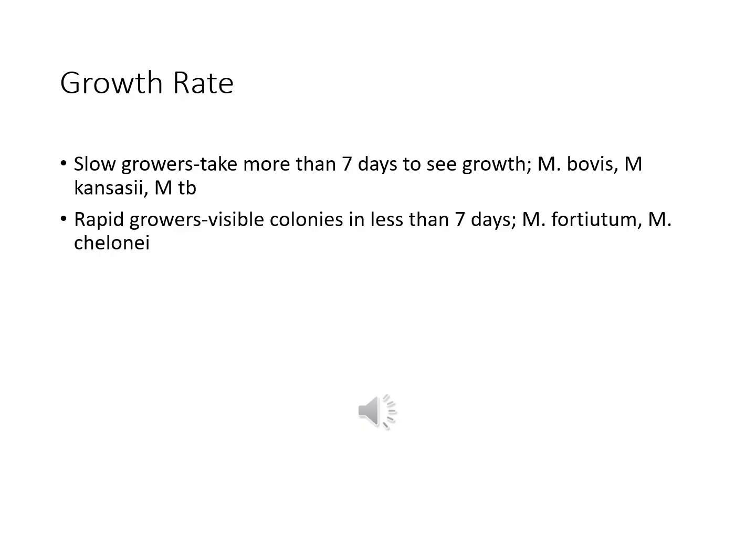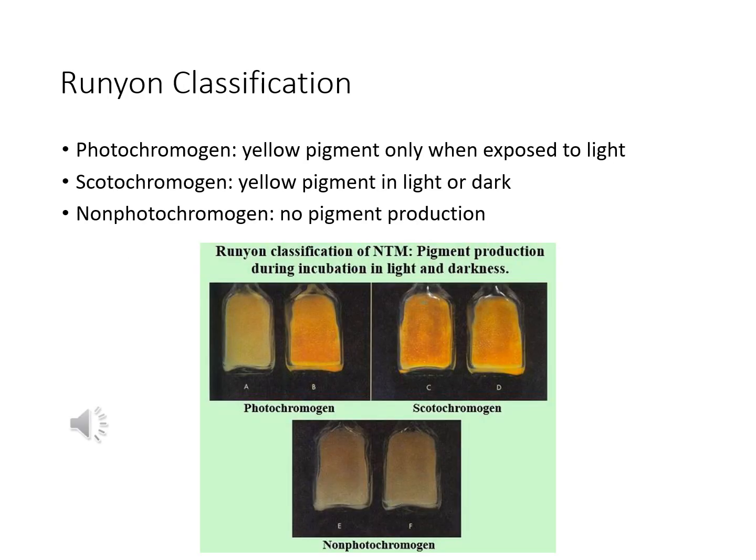So we can separate acid-fast bacillus based on their growth rate as well as their pigment production. Slow growers are typically anything that takes more than 7 days to see any type of growth. Examples of your slow growers are Mycobacterium bovis, Mycobacterium kansasii, and Mycobacterium tuberculosis. For rapid growers, we will actually see visible colonies in less than 7 days. So your rapid growers would be Mycobacterium fortuitum and Mycobacterium chelonae. And then we have what is referred to as the Runyon classification.